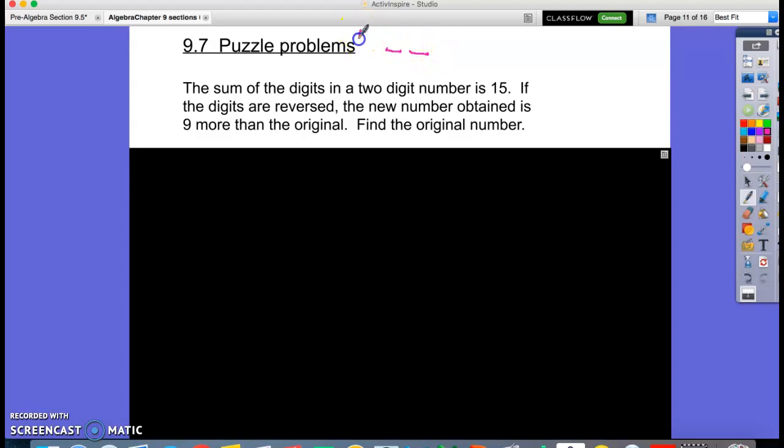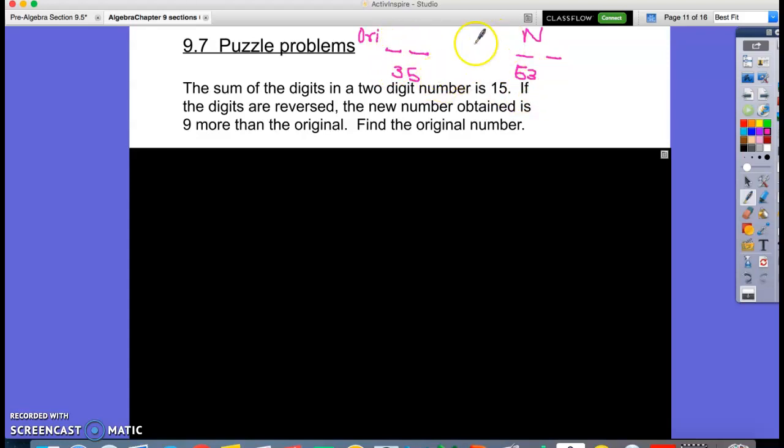So, this is our original number, and this is our new number. For example, if I have 35, it's a two-digit number, right? And when I reverse it, I get a new number, 53. So this is my new number. I reverse the digits, right? And we don't know what digit goes into the ones place or what digit goes into the tens place. So those are our variables, right?